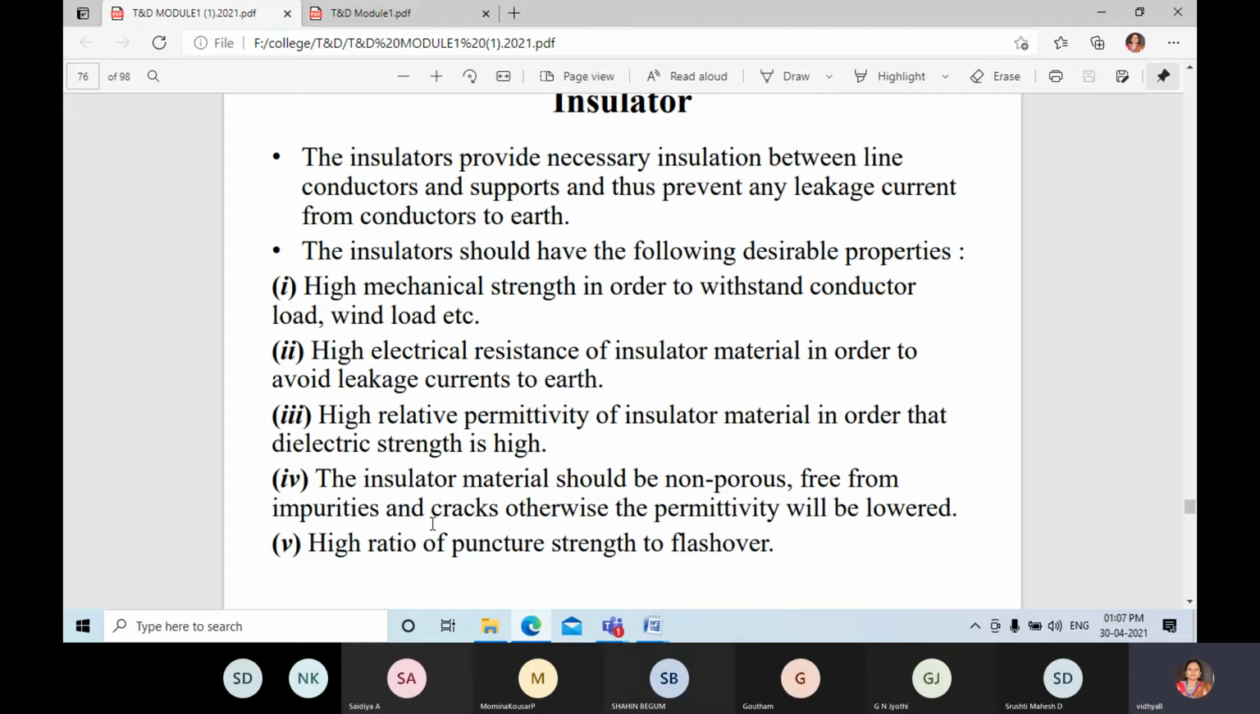Cracks should not be there on the insulator, otherwise the permittivity will be lowered and the strength of the insulator will be less. These are the properties an insulator should have: high mechanical strength, high electrical resistance, high relative permittivity, non-porous material free from cracks and impurities, and a high ratio of puncture strength to flashover.